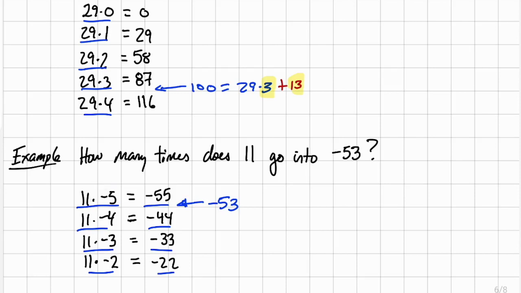So just as above, we find the product that's just above where we inserted negative 53. And we write negative 53 is equal to 11 times negative 5 with a remainder of 2. So the quotient is negative 5 and the remainder is positive 2.